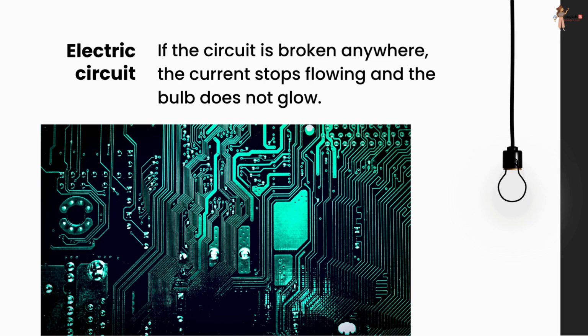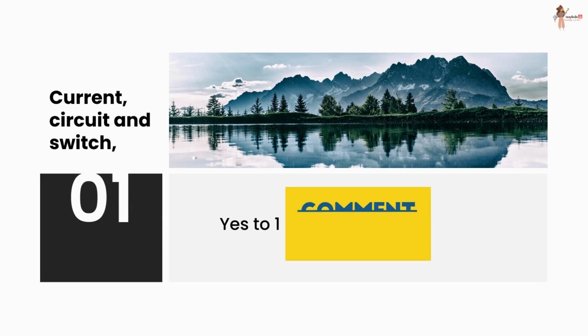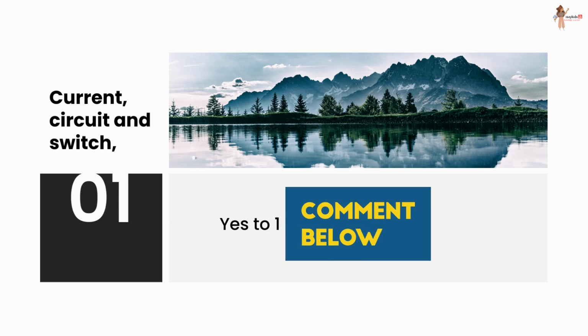Now, if the circuit is broken anywhere or the switch is turned off, the current stops flowing and the bulb does not glow.